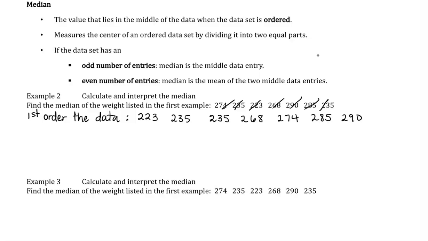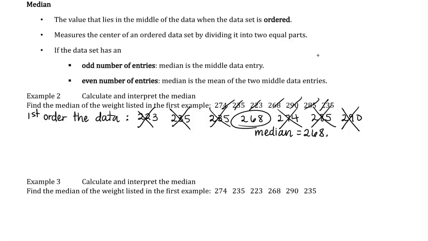Now that I have the data ordered, I'm going to find what's in the middle by crossing out one on the left and then crossing out one on the right. Cross out another on the left, cross out another on the right. So we have 2 on both sides crossed out. Now I'm going to cross out 3 on both sides, and I can be left with exactly 1 entry in the middle to see that the median value of this data set is equal to 268.